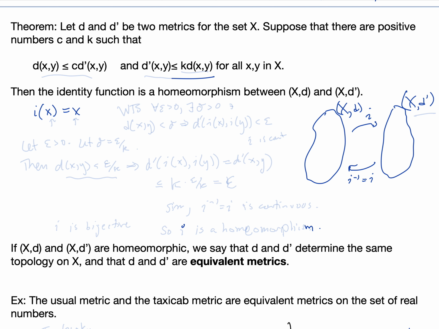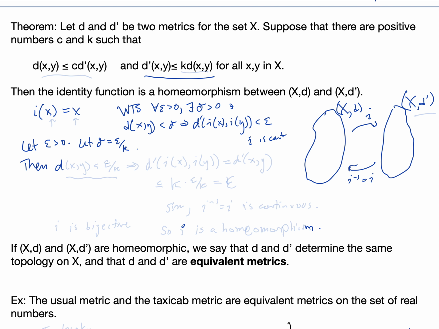And so what we want to show is that for any epsilon greater than 0, there is a delta greater than 0 such that d(x,y) being less than delta implies that d prime(I(x), I(y)) is less than epsilon. That would tell us that I is continuous. Okay, so what do we know? One thing we know is that d prime is less than or equal to k times d(x,y) for any x and y in x. So let epsilon be greater than 0, and let delta be epsilon over k.